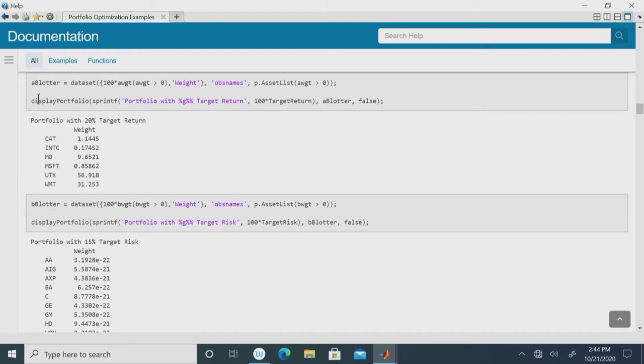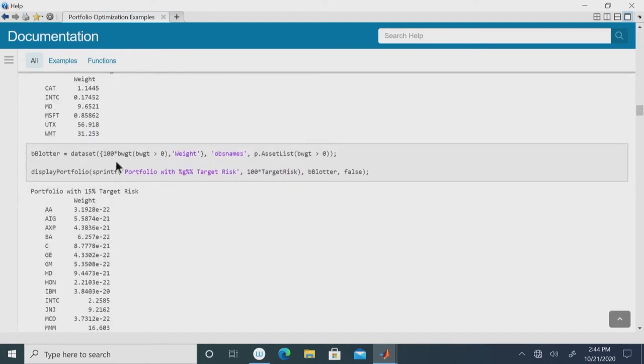Okay, now this was what was identified as a blotter corresponding to the weight for the targeted return of 20%, and the next thing we do is consider the BWDGT, which is for the targeted risk of 15%, and we will store the portfolio in terms of percentage as this blotter, which you call B blotter.